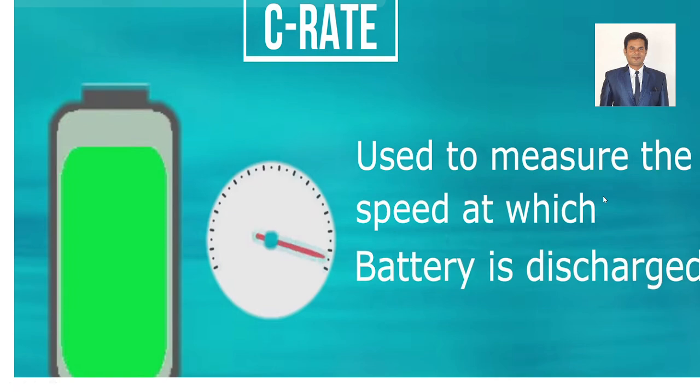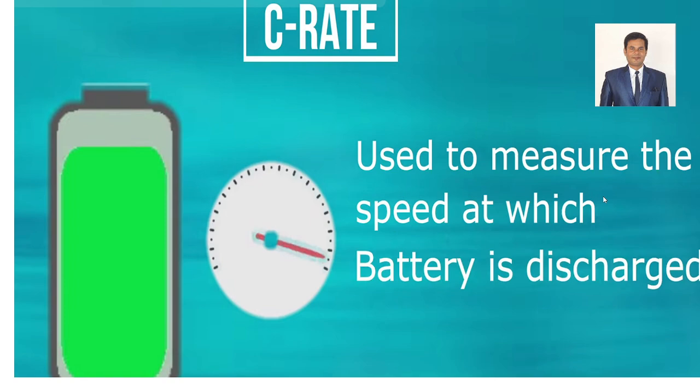Now let us see what the C rate actually is. I was focusing more on the C rate. The C rate tells about the capacity rate of the battery. It depends on whether it is charged to 100%, and what the C rate is; if it is charged to 80%, what the C rate is; if charged to 70%, what the C rate is. It is used to measure the speed at which the battery is discharged. When the battery is charged and discharged, we call it the C rate.